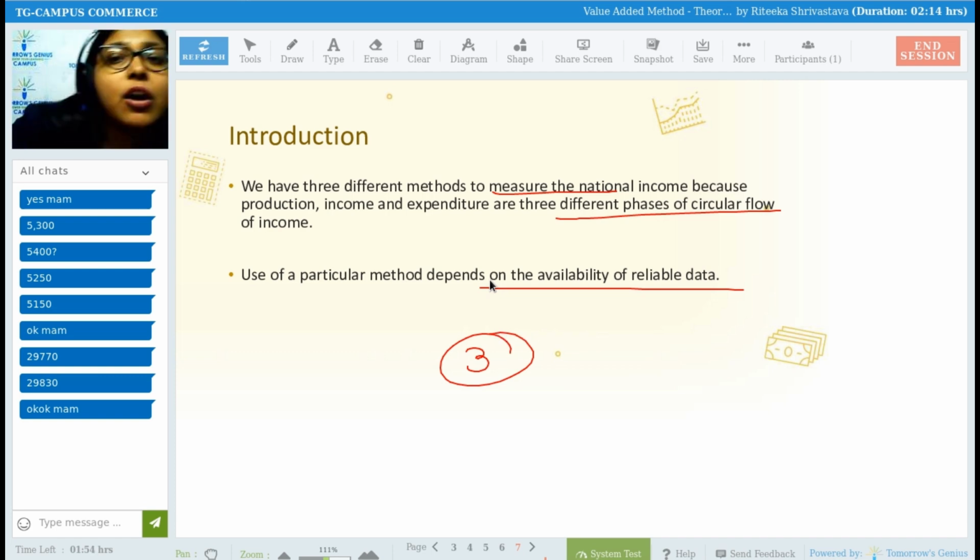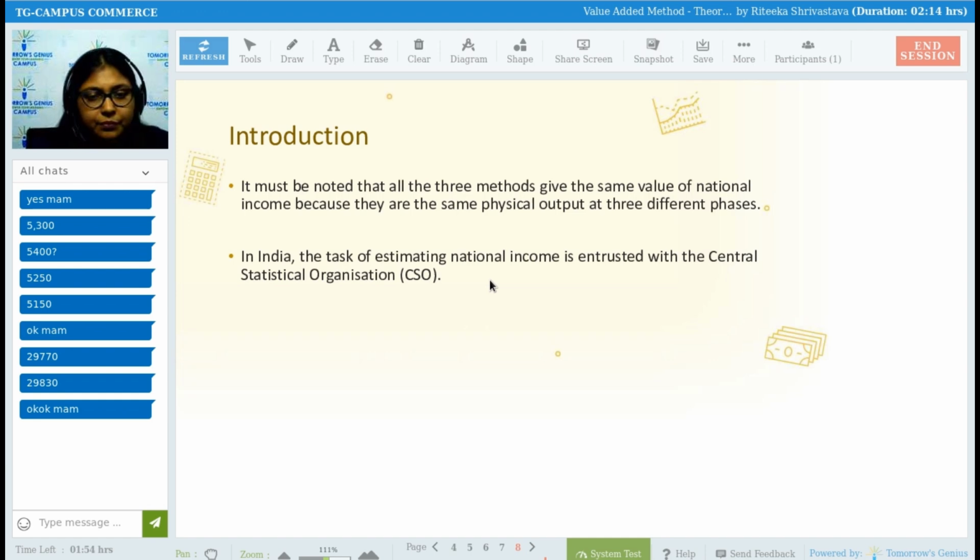Why do we have three different methods? Because in the economy there are three different activities taking place: production, income, and expenditure. Use of which method will completely depend upon the data available in the hands of the economists. They will decide whether they want to use the value-added method, income method, or expenditure method. It depends on the government and the economists measuring the national income, which method they want to use.